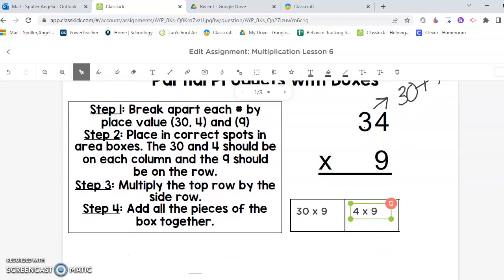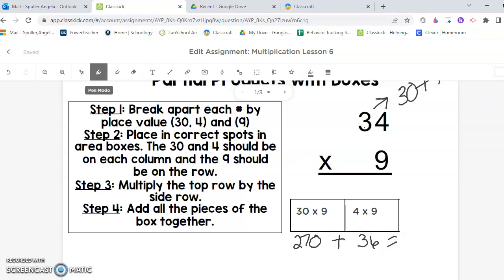So 30 times 9, well, 9 times 3, because remember when we said those patterns, we can take our basic math facts? Well, 9 times 3, I know that that's 27, add the 0, okay? 4 times 9 is 36, and then all I have to do is add these two up. I'm going to line them up because that's easier for me. I'm going to say 6. This gives me 10, regroup. So my answer is 306.